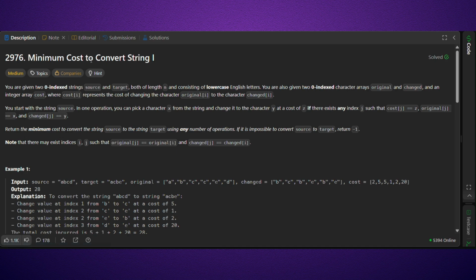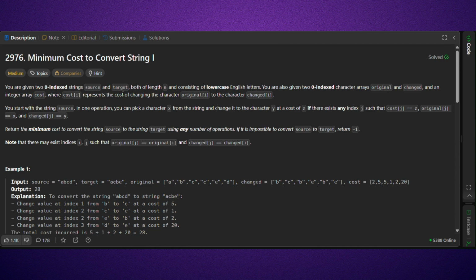Today we're solving Leetcode 2976, minimum cost to convert string I. This problem looks like a string manipulation question, but the real test is whether you recognize it as a graph shortest path problem on characters, a very common interview trap.